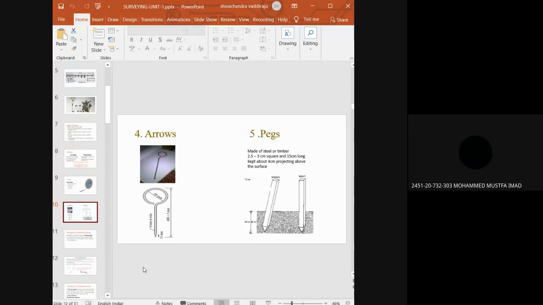Working from whole to part. From a fixed reference point.